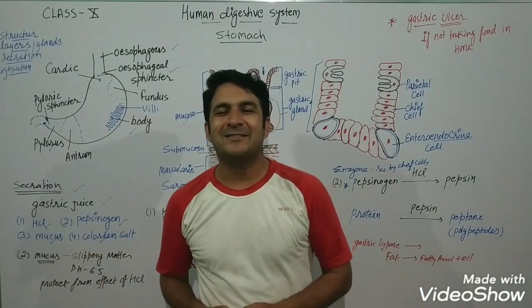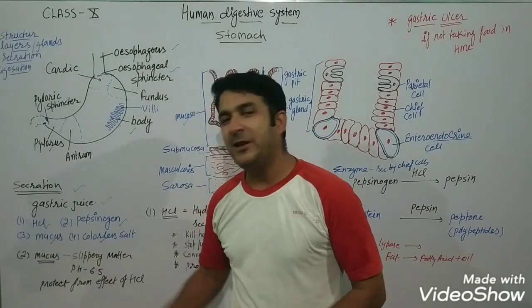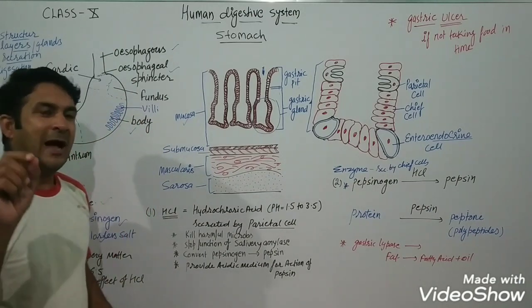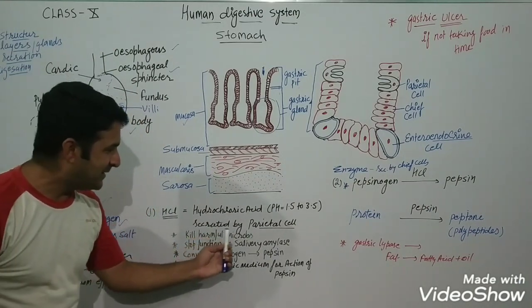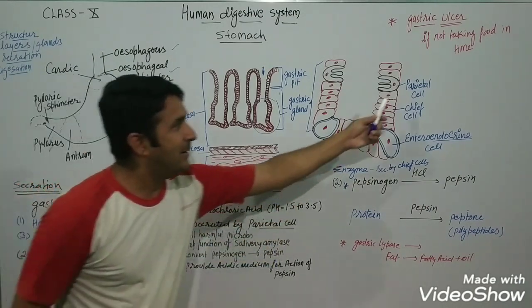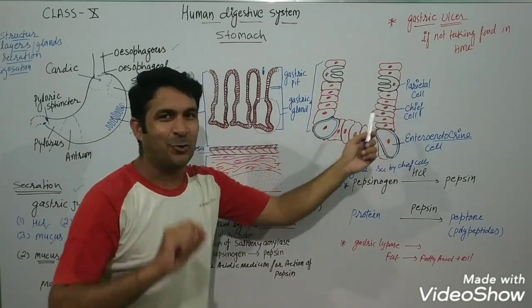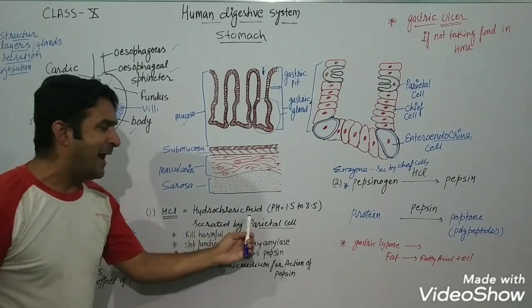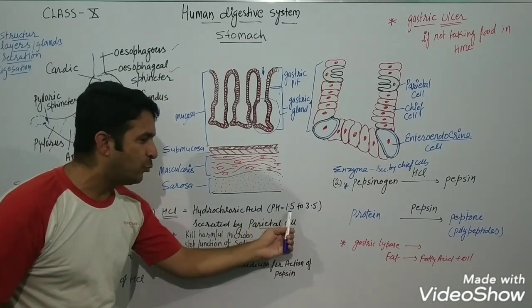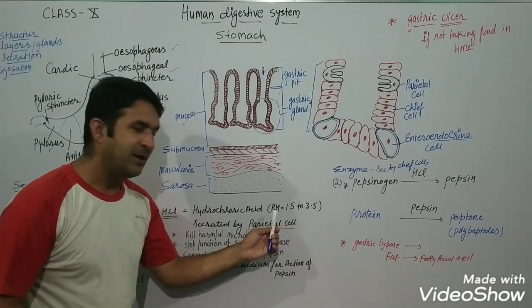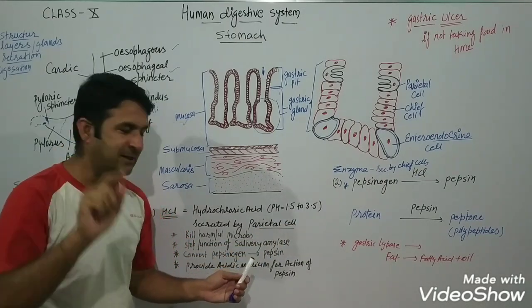First of all, we will discuss hydrochloric acid. Okay, as I told you, hydrochloric acid is secreted by the parietal cell. These cells have the responsibility to secrete hydrochloric acid. It is acidic in nature, having a pH of 1.5 to 3.5. This is the pH value of HCl here in the stomach.